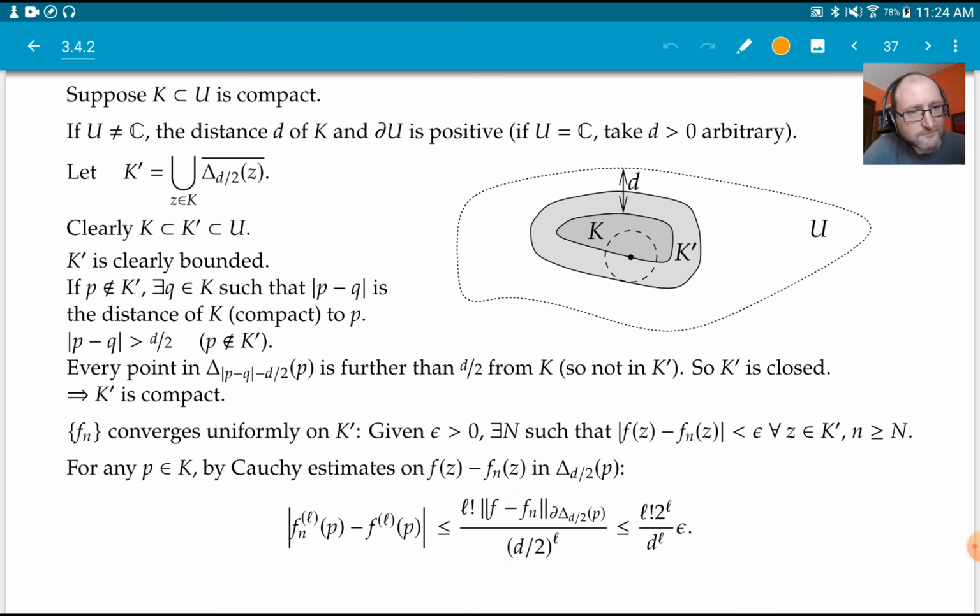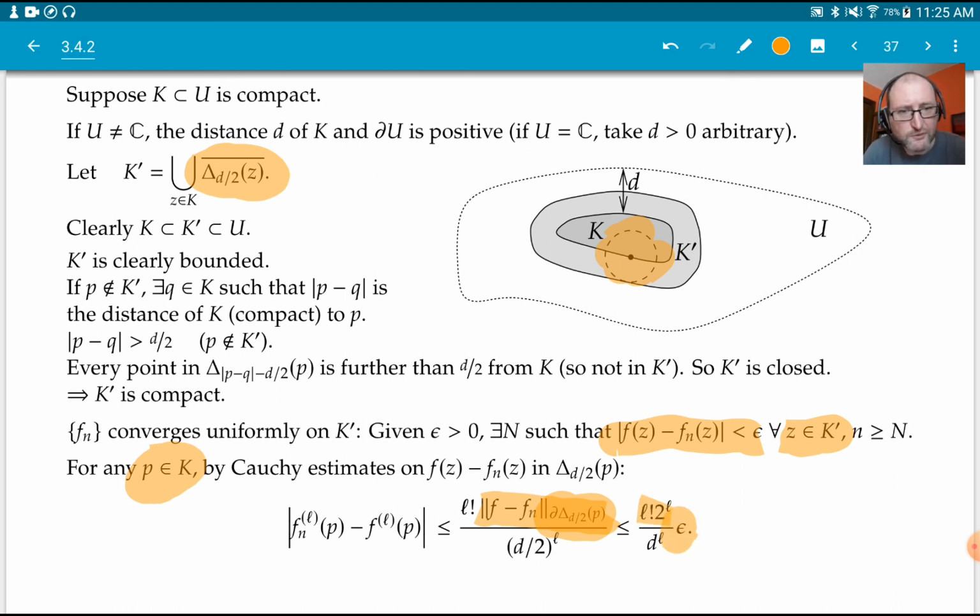However, this boundary, well, it's part of this set, right? P is in K, so this entire disk, it's one of these disks over here, and it's entirely in K prime, including its boundary. So I have this estimate because I have it for all z in K prime. Therefore, I can bound this by epsilon, and I've moved the 2 upstairs.